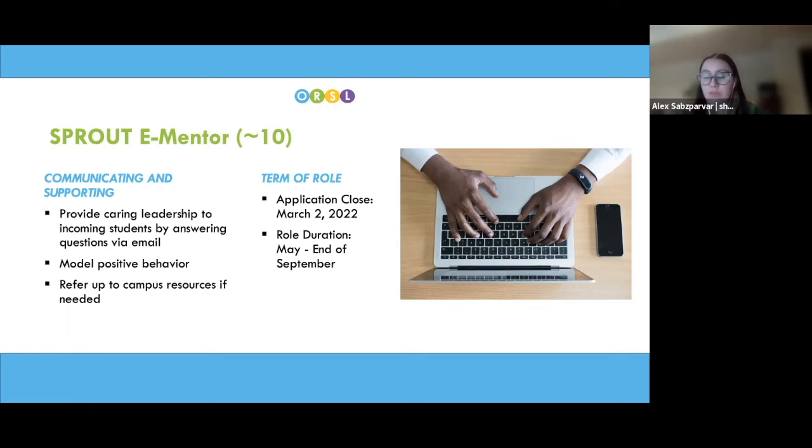But we will be providing training. So the role duration is May to end of September. May is typically the time that we do the training. So after exams, we host some sessions. We provide this huge handbook with a lot of resources for you to refer to in case you don't know. And similar to the other roles, March 2nd is the time that the application closes. So that is in terms of timelines.